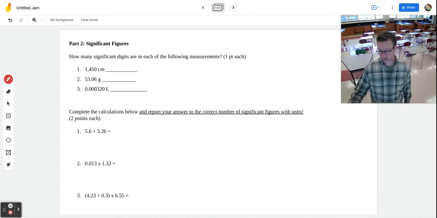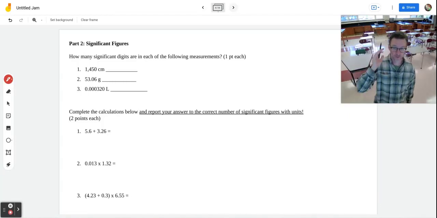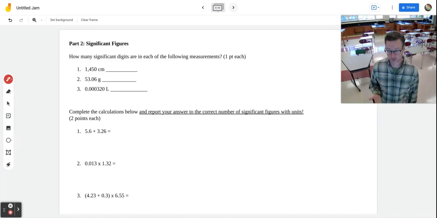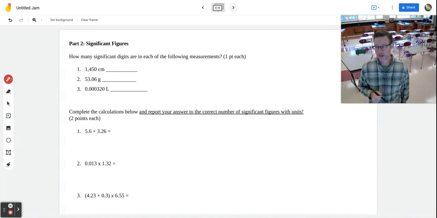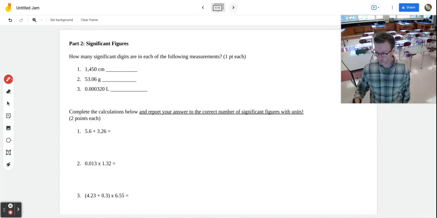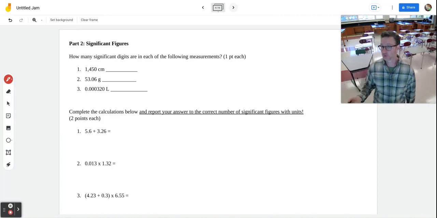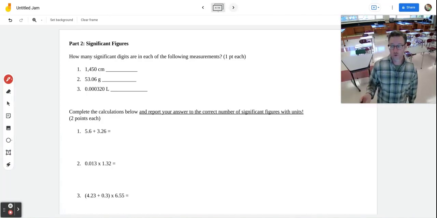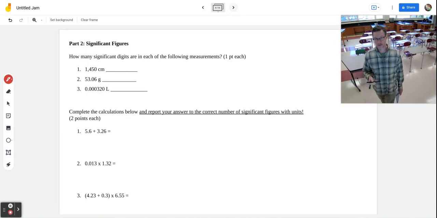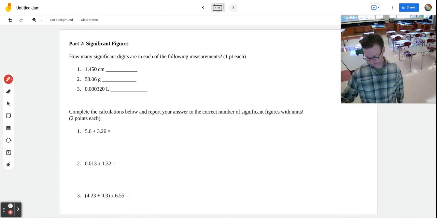So in this case, all you're asked to do is determine the number of significant figures. So you have to remember the rules for significant figures. The rules say that anything that is not a zero is a significant digit, always. That's the easiest part. So when do zeros count and when don't they count? Well, zeros do count if they're in between two other numbers or they're at the end of a number with a decimal point. So what does that mean?